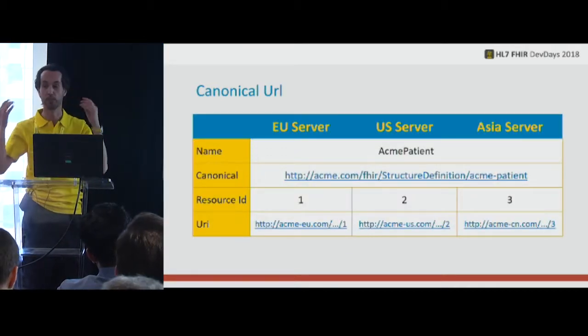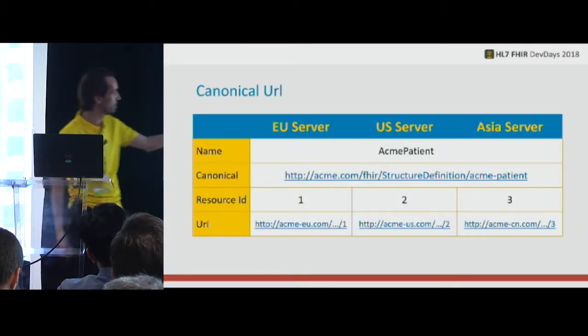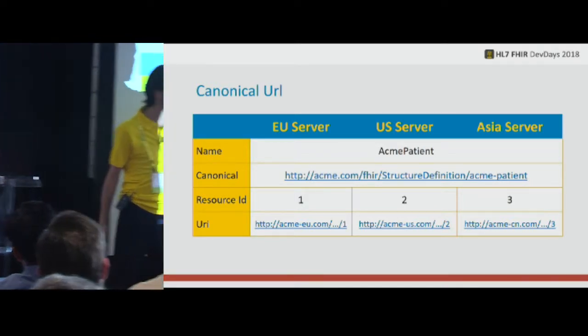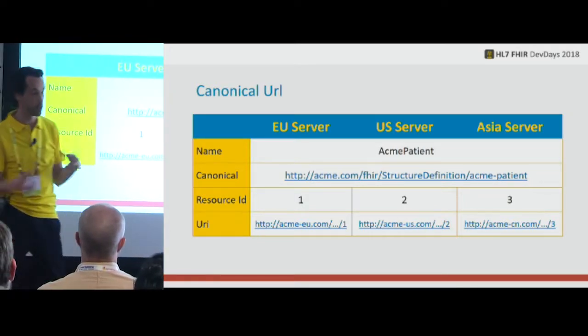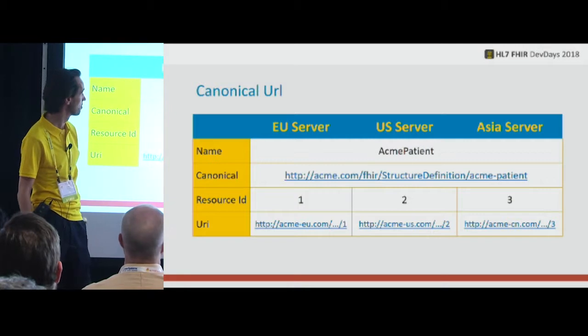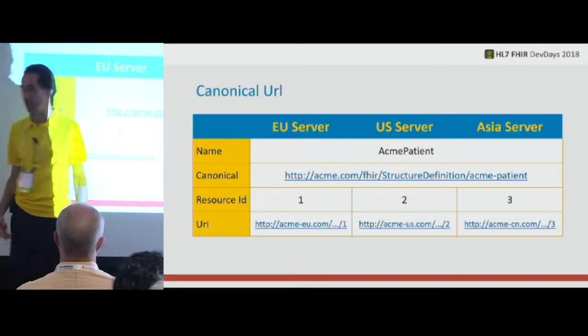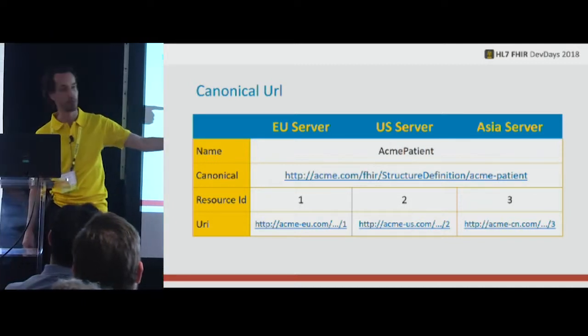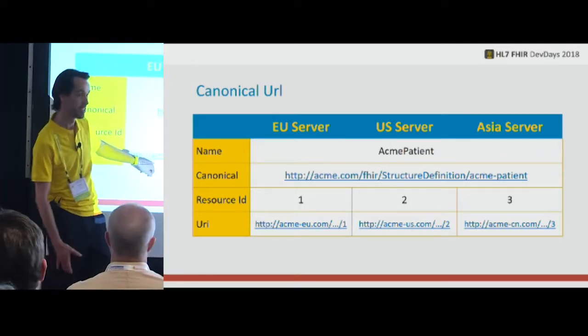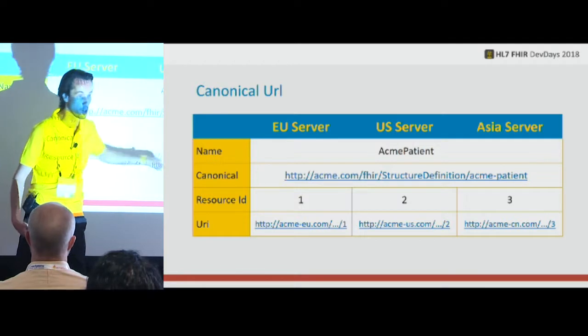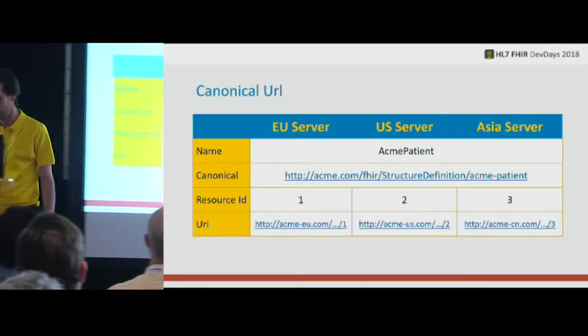So if you would create a profile yourself for the fictitious Acme company, you would put your domain in front to make sure that you don't have any conflicts with other organizations, and use that same layout. FHIR, data type, and then a unique identifier. But if you post that profile to 3 servers, they will get different resource IDs, but they're all copies, clones of the same thing.